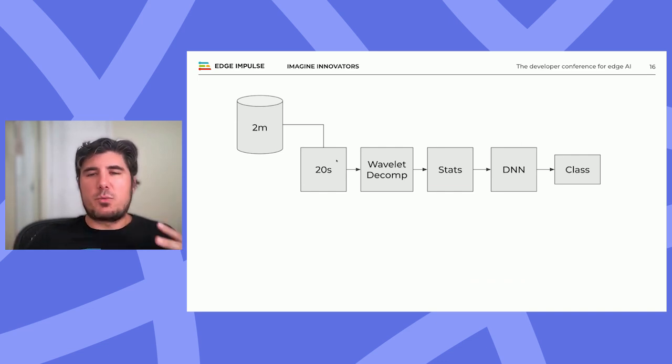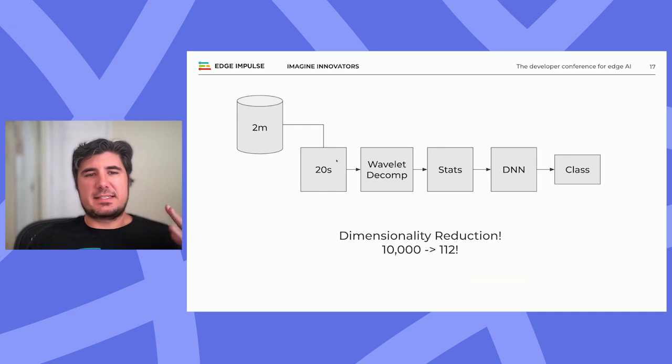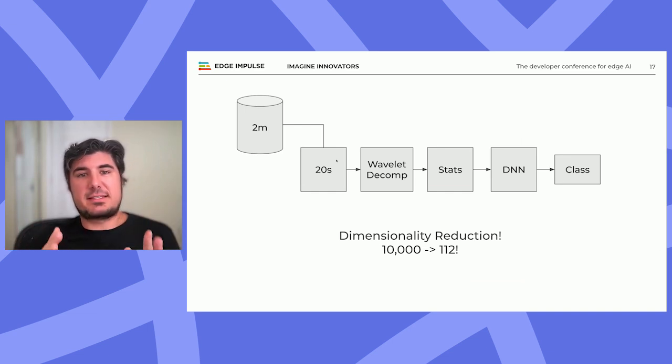But really, what's the high-level takeaway of all this? Dimensionality reduction. We're taking 10,000 points, right? You've got 20 seconds at 500 hertz. And we're taking that and turning it into 112 points. So orders of magnitude less data per sample that the classifier has to deal with.